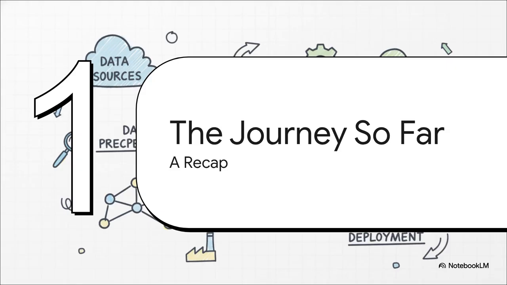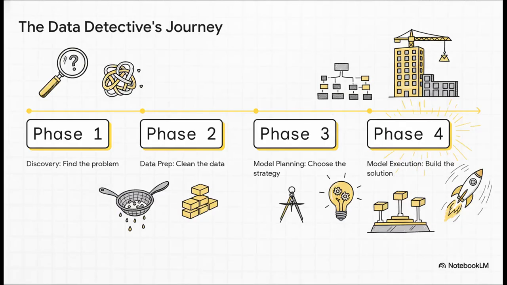So let's just zoom out for a second and recap the whole journey of our data detective, just so we can see how this all fits into the bigger picture. This timeline really shows how it all builds on itself. Model execution is that crucial fourth phase. It's the payoff for everything we did before it, finding the problem back in discovery, cleaning up all the messy data during prep, and then picking the right strategy and planning. This is the moment the solution actually gets built.